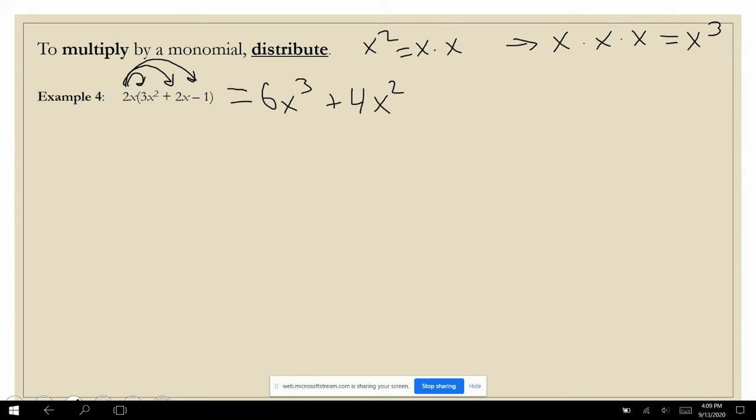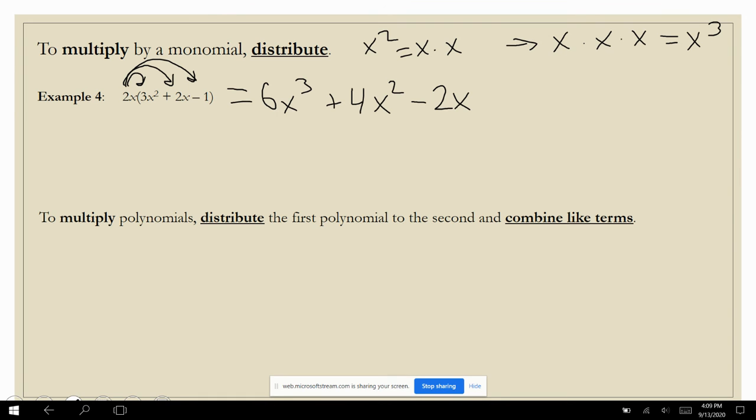squared. Right? 2 times 2 is 4. X times x is x squared. And then 2 times -1 is a -2x. Okay? We have no like terms we need to combine, so your final answer is 6x cubed plus 4x squared minus 2x.